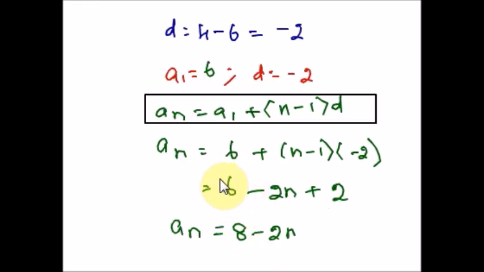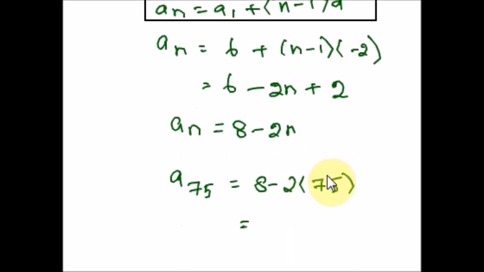Since the question asks us to find the 75th term, I am replacing n by 75. 2 times 75 is 150. 8 minus 150 is negative 142. Hope you are clear with this example.